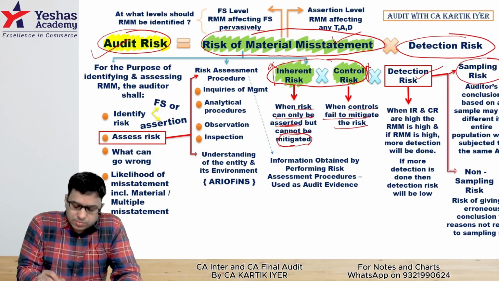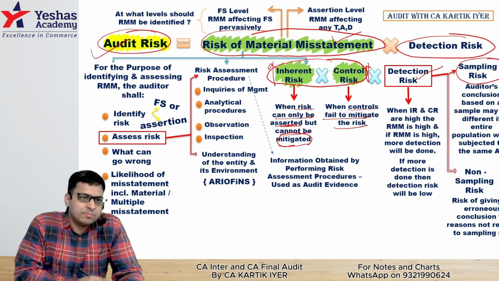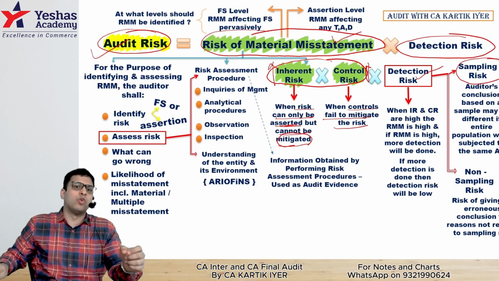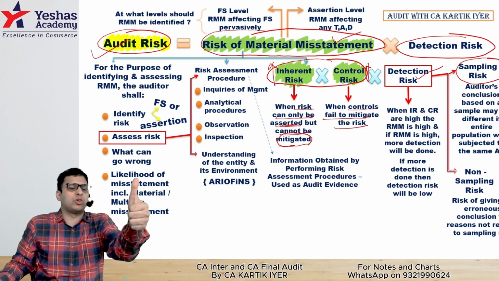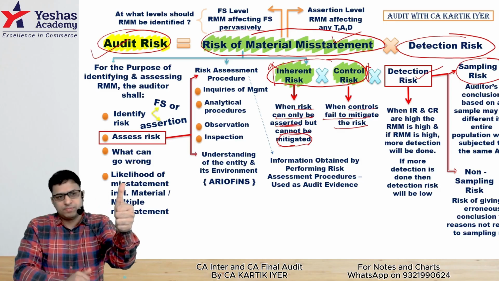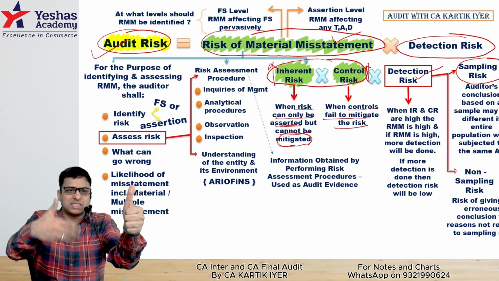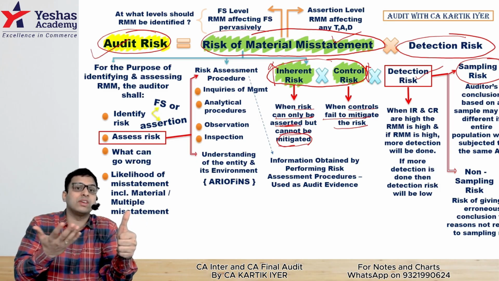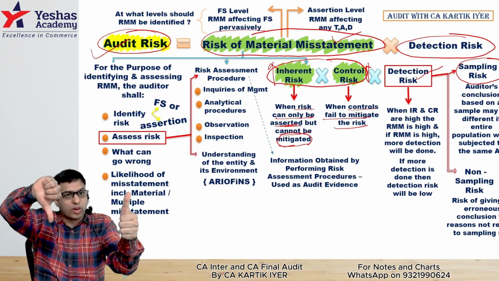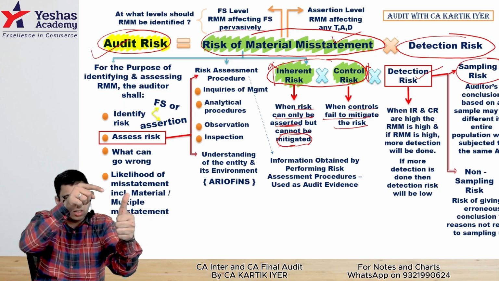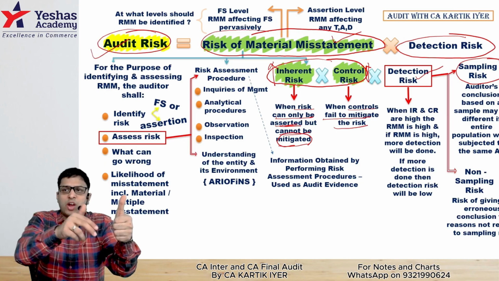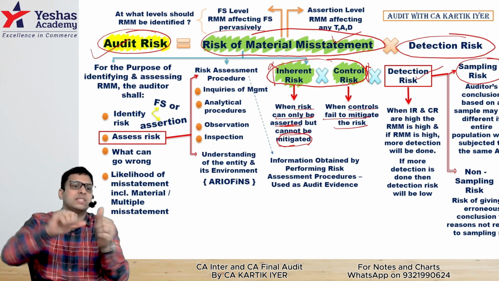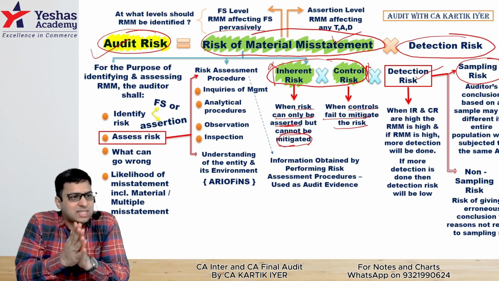What is sampling risk? Sampling risk basically means if I take out samples and I have an opinion, let's say I am giving a clean report. So I'm showing a thumbs up here which depicts a clean report. But suppose I had applied the same audit procedures on all the invoices, then I may have given a modified opinion. So just because I'm checking using samples, I'm giving a clean report. But if I had checked all the transactions, I would have given a modified opinion. This difference in opinion is called sampling risk.